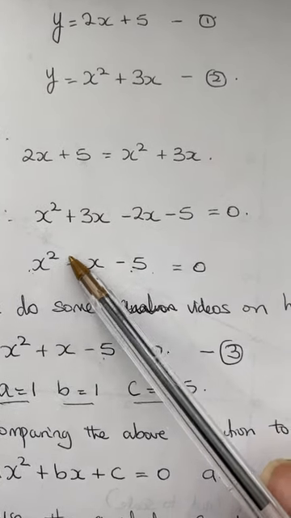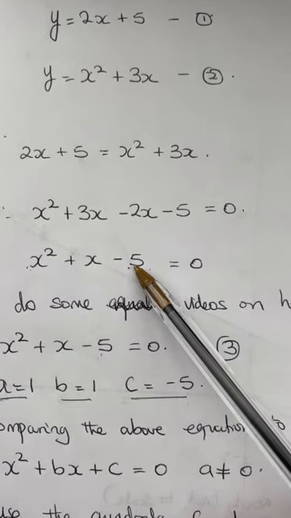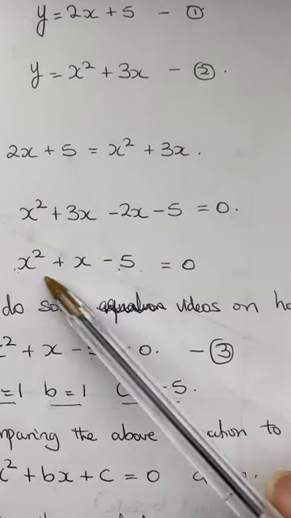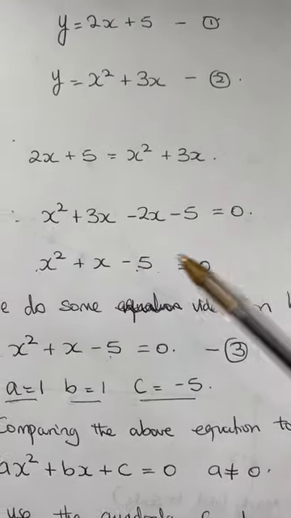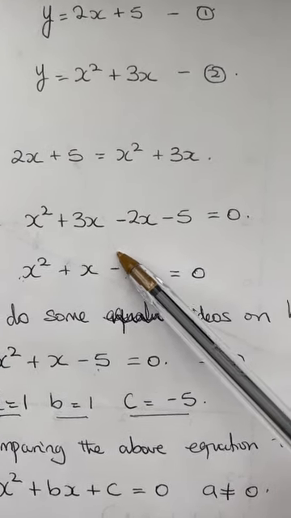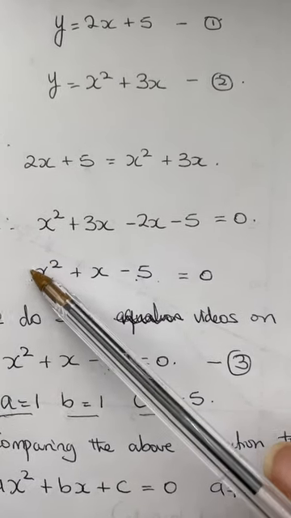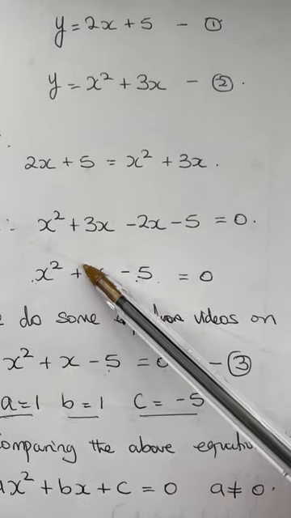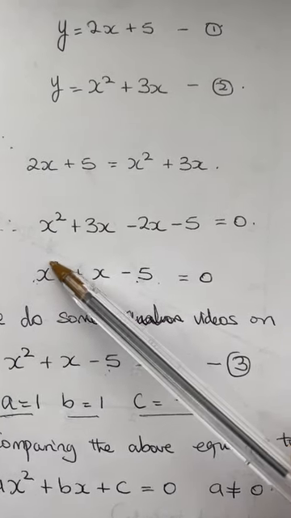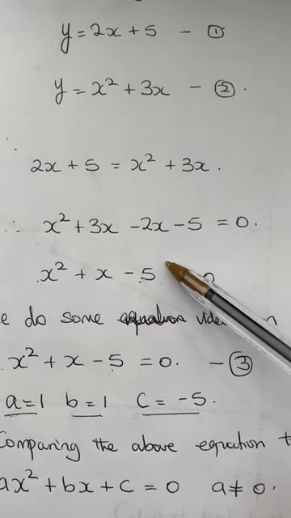If I simplify, we have x squared plus x minus 5 equals 0. This equation, we should be able to solve it, but I'll use a couple of videos to explain how to solve this. A is 1 here, B is 1 here, and C is minus 5. Now, 1 times minus 5 is minus 5.